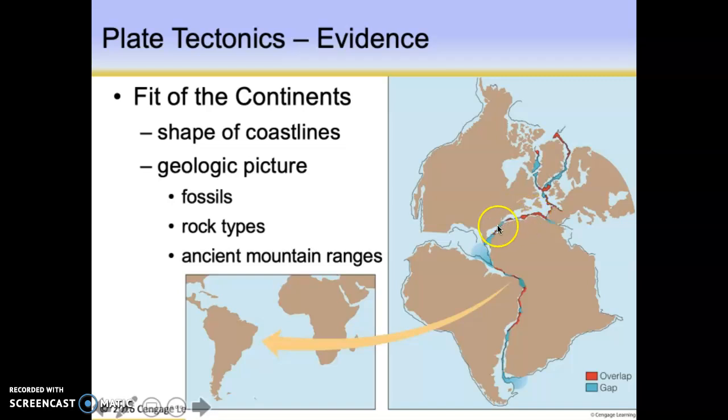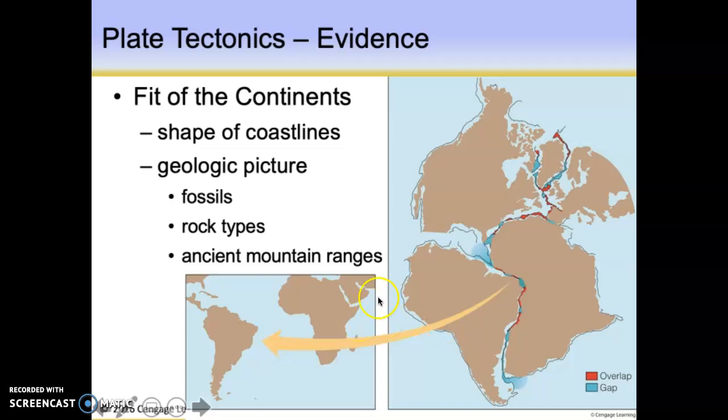The east coast of the United States looks like it fits snugly along the upper west coast of Africa. And you can see the east coast of South America fits nicely into the southern part of the west coast of Africa. And then if you look at the fit of Europe in this puzzle, along with Greenland, everything fits together pretty nicely. You can see the gaps and the overlaps are minimal. So the pieces fit together pretty well.